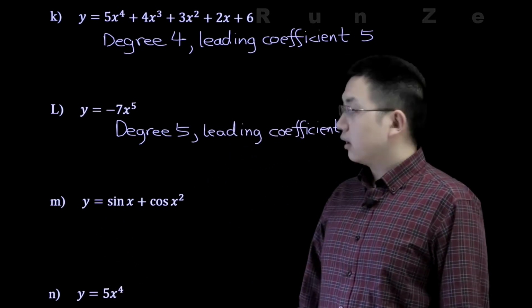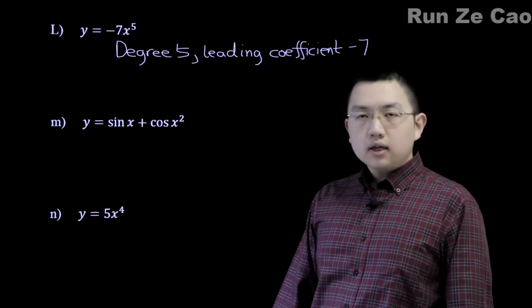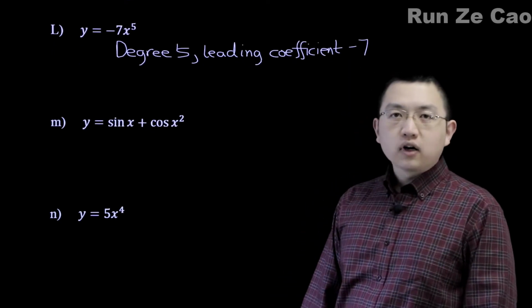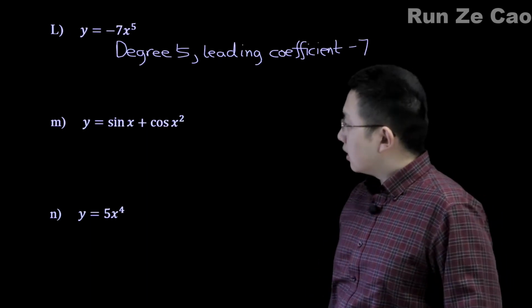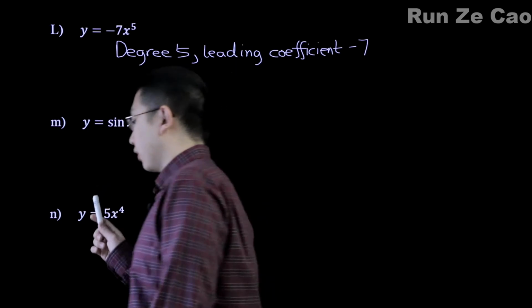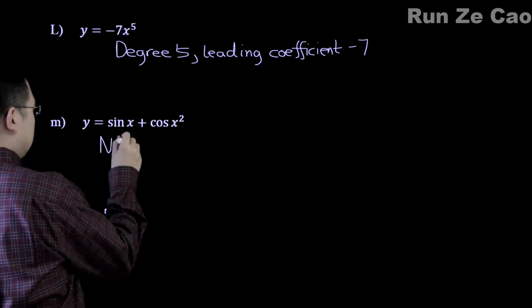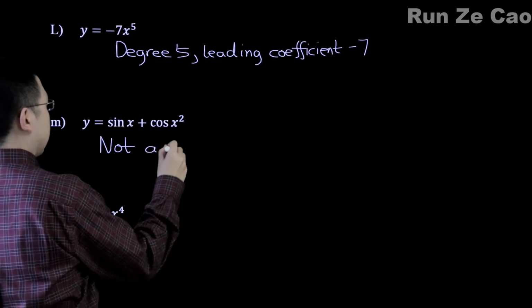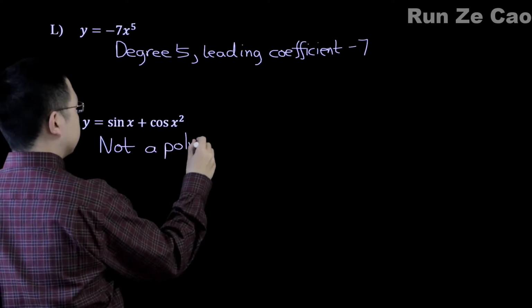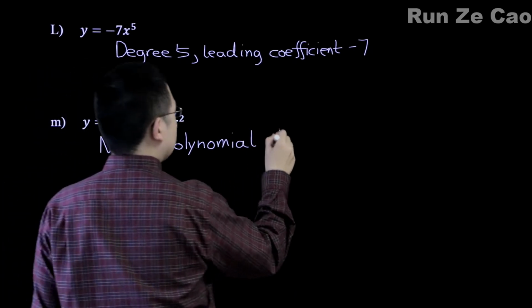Here we have y equals sine x plus cosine x squared. This is not a polynomial function. This is actually two different sinusoidal functions added together. So, not a polynomial function.